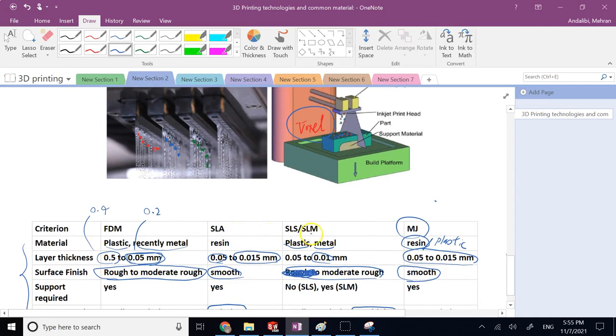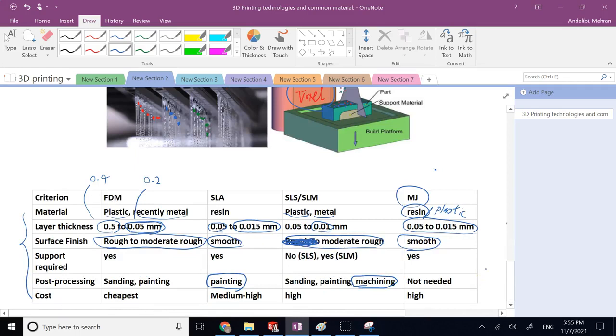But SLS, SLM, and FDM, you definitely need to post-process most of the time, unless you really don't care about that appearance and the functionality matters. Do they need support material? FDM definitely needs. SLA does need. Multi-jet does need. Between SLS and SLM, the powder methods, SLS, as I told you, does not, but SLM does.